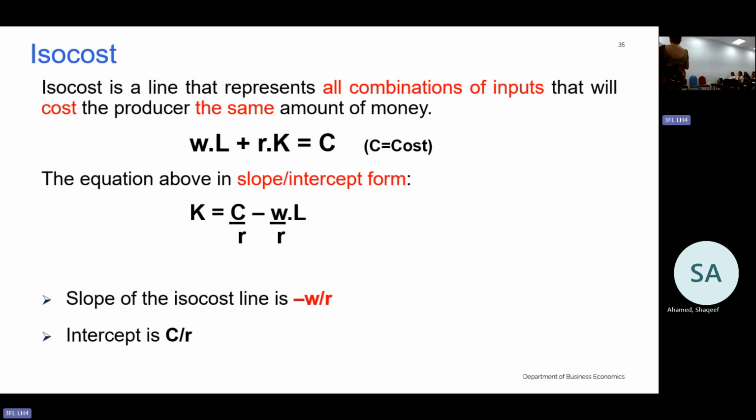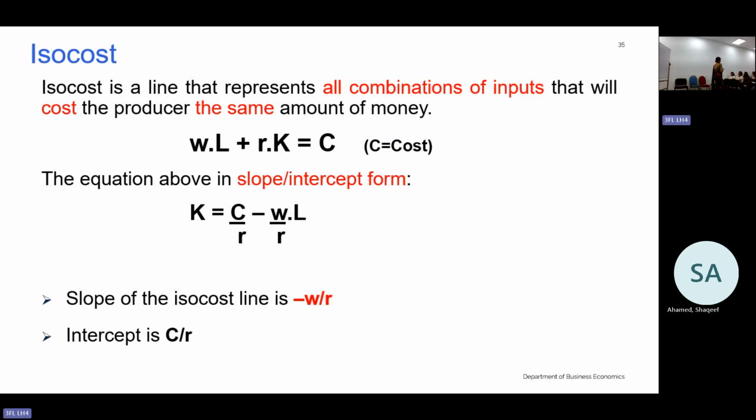So I have a question. How many inputs are there for us in the long run? 2. Labor and capital. You already know the cost of the labor. What is the cost of the labor? Wage. What is the cost of capital? The machine cost. Rent. Okay. If the total cost is given by C, and labor and capital are there, can you come up with an expression to express the total cost?